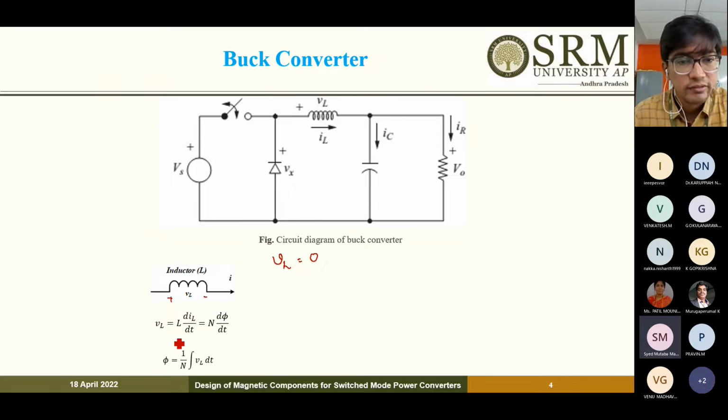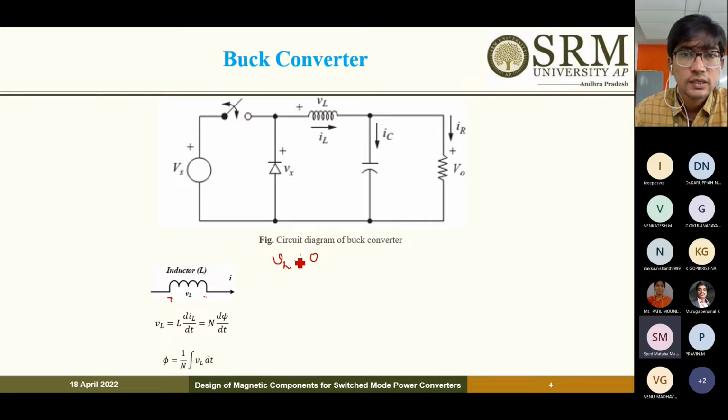According to Faraday's law, we know VL will be L dIL by dt. Here Li is nothing but N phi, so this is also N d phi by dt. This is a well-known formula. From this, if we calculate the flux phi, it will be equal to 1 by N times the integral of VL dt. Let us assume the voltage across the inductor is not equal to 0. What will happen? It keeps on integrating, therefore the flux also will increase. As the flux keeps on increasing, at a certain point the core will saturate.